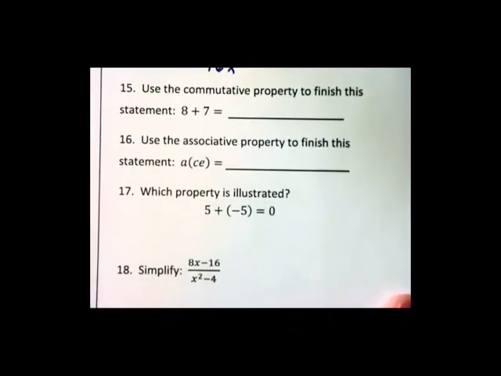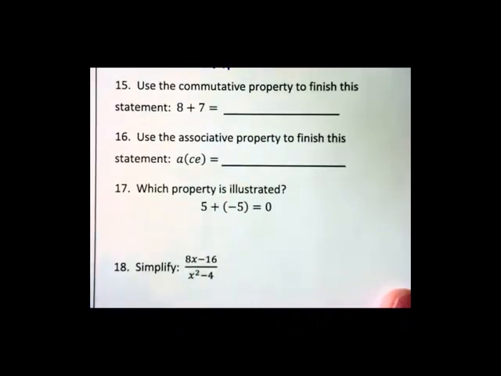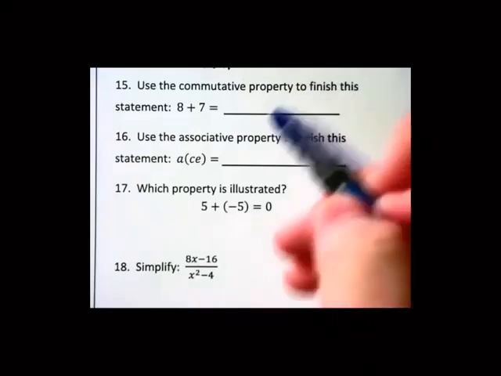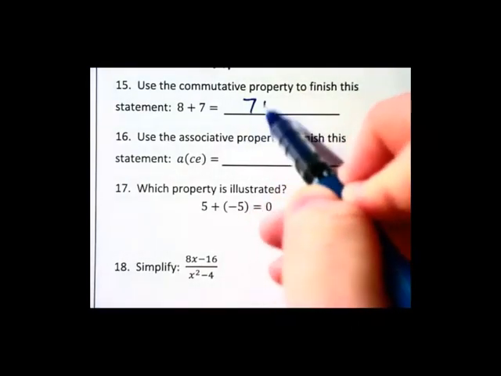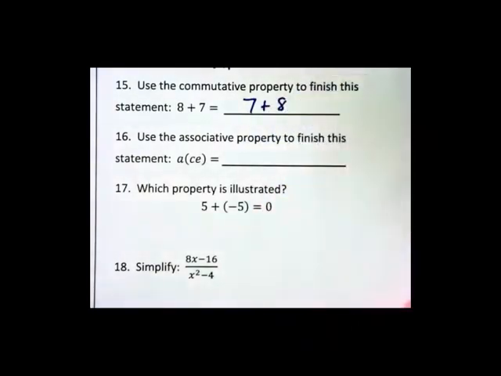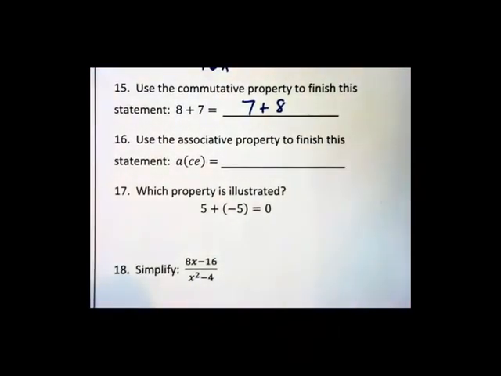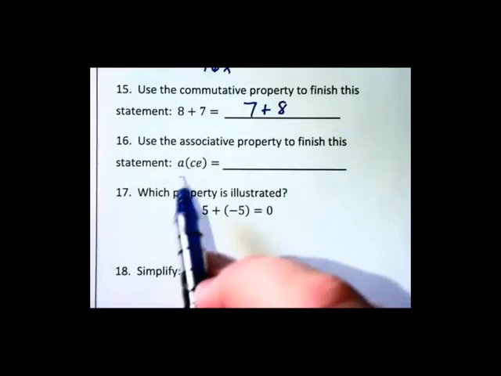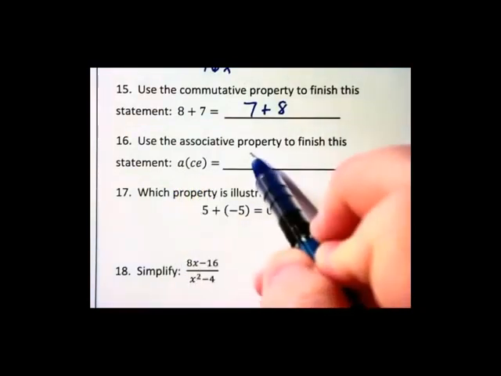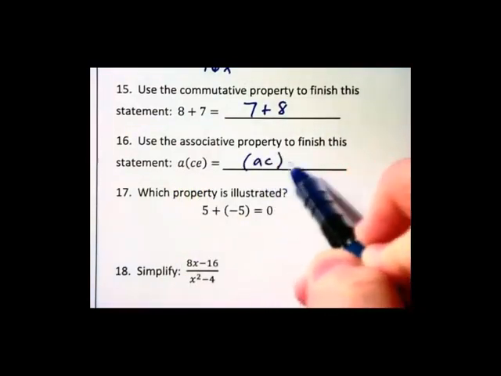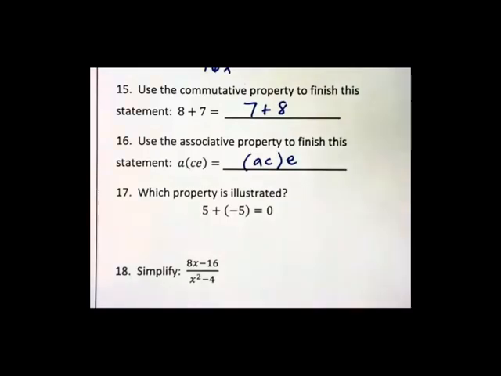Use the commutative property. That's the one that says I can move the numbers around when I am adding. So 8 plus 7 becomes 7 plus 8. The associative property says I'm going to change the grouping. So instead of grouping the C and the E, I'm going to group the A and the C together, then multiply it by E. Notice the order of those letters did not change.